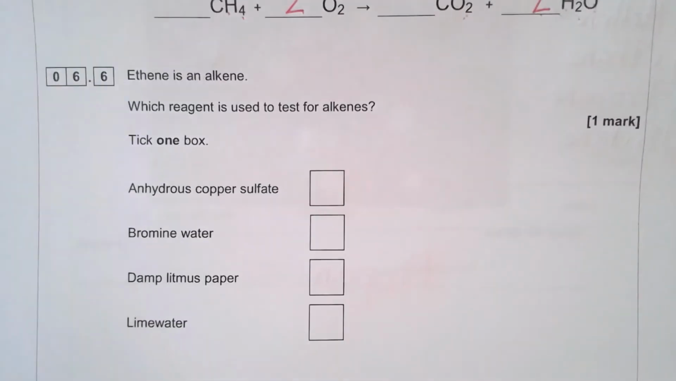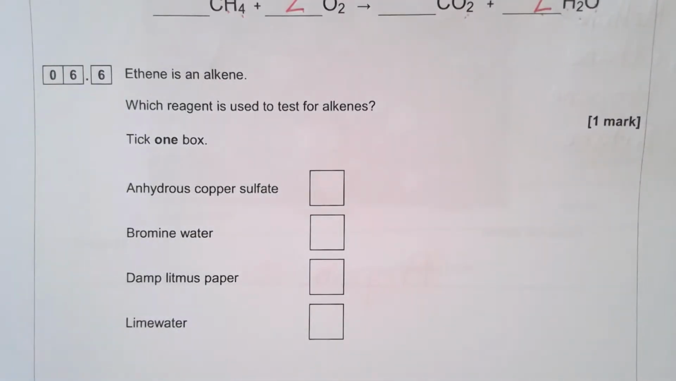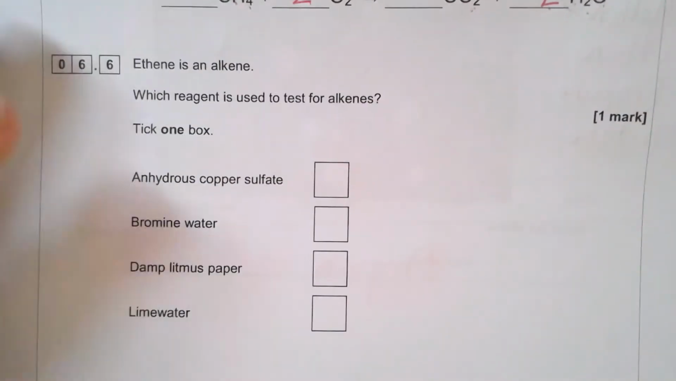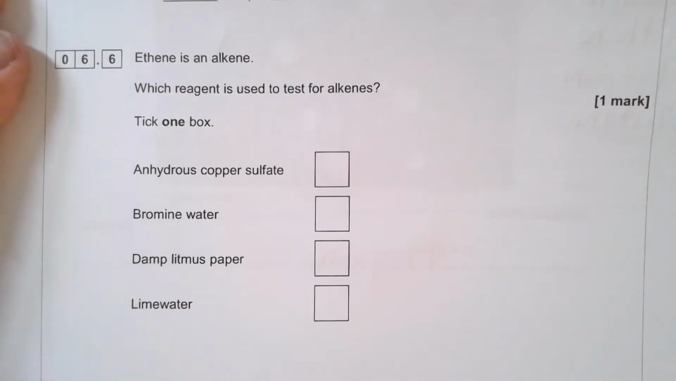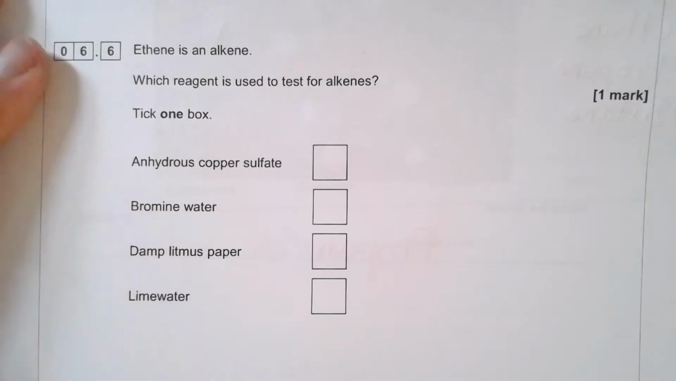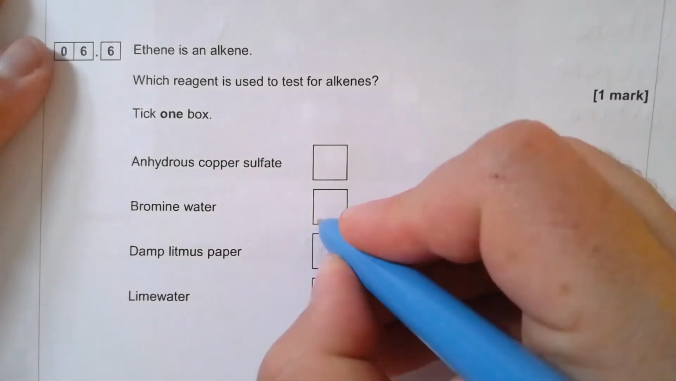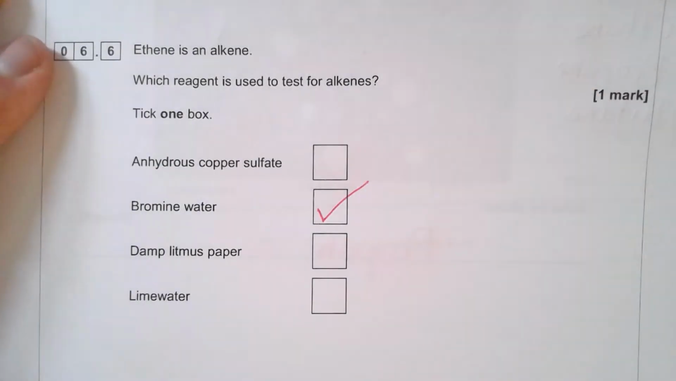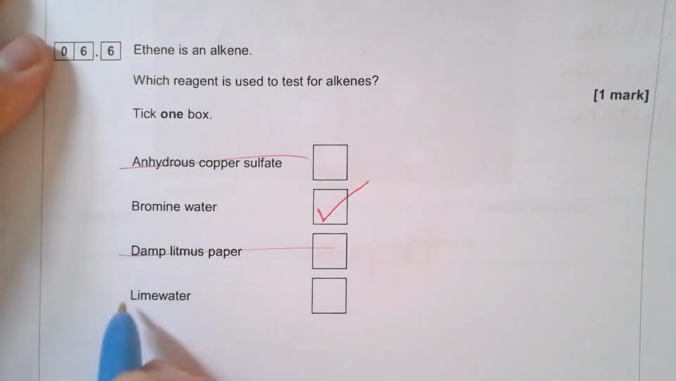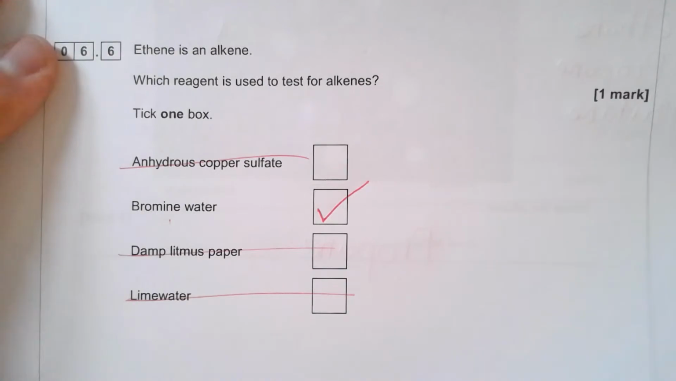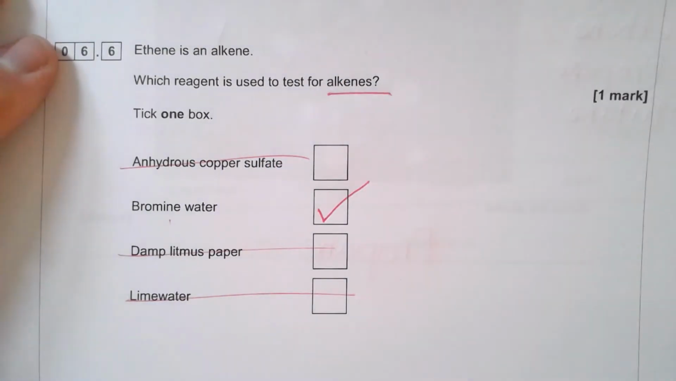Ethene is an alkene, so we mentioned those a second ago. Those are our hydrocarbons with a double bond. They are unsaturated. The reagent that we use to test for them is bromine water. We'll go from brown to colourless. Not that one, not that one, not that one. Bromine water tests for alkenes.